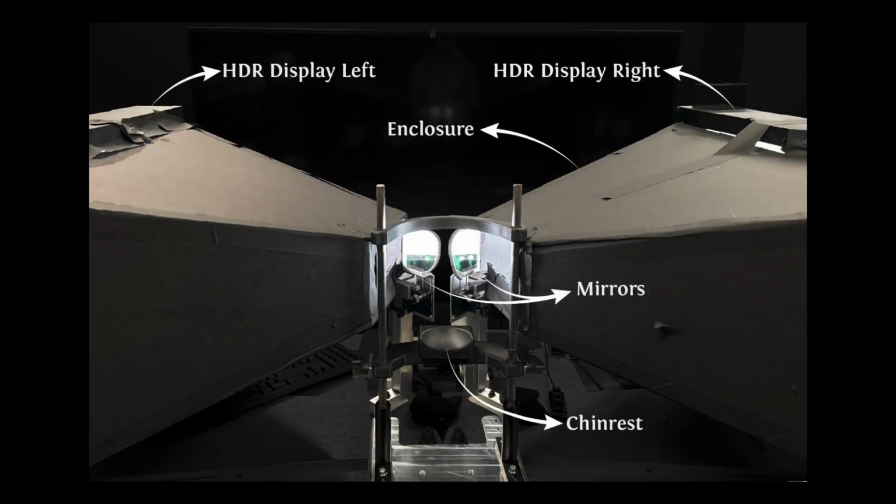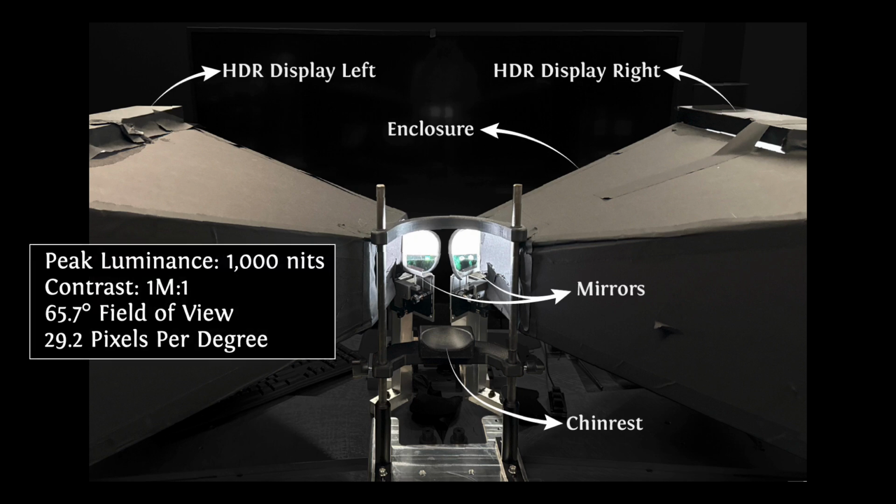In order to do this, we constructed a wide field of view stereo HDR haploscope setup which can display a wide range of luminances. This display is able to reproduce a peak luminance of 1000 nits and a contrast ratio of 1,000,000 to 1. The field of view of our haploscope is 65.7 degrees and it has a display with 29.2 pixels per degree.